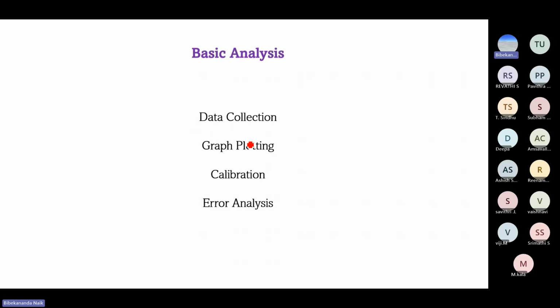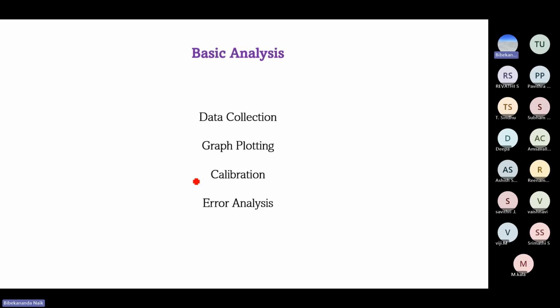Then after collecting the data, we will be using a graph to plot the data, because in most cases you are doing the experiment to find the dependence of some quantity on another quantity. So only by means of a graph can we know whether the quantity is varying linearly, or decreasing, increasing, like that.